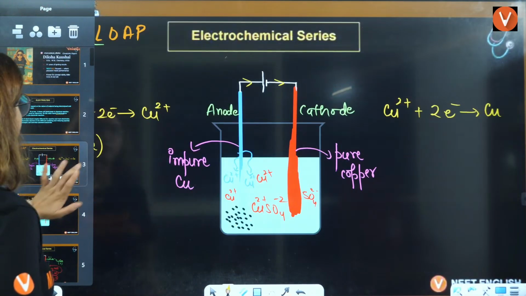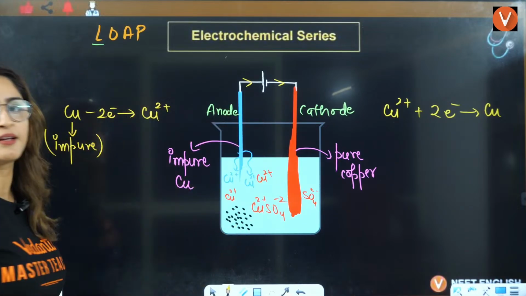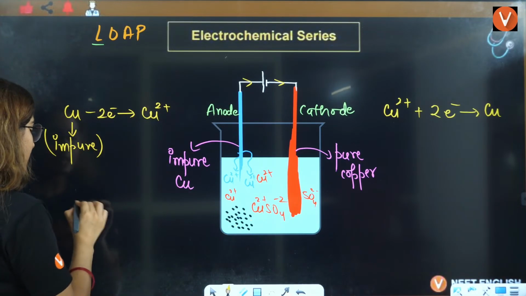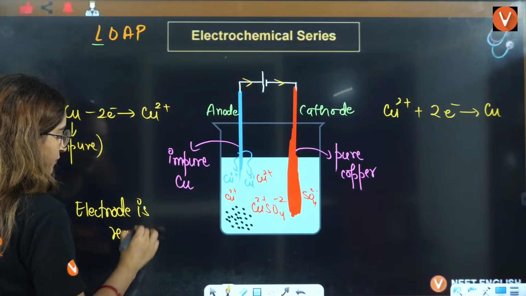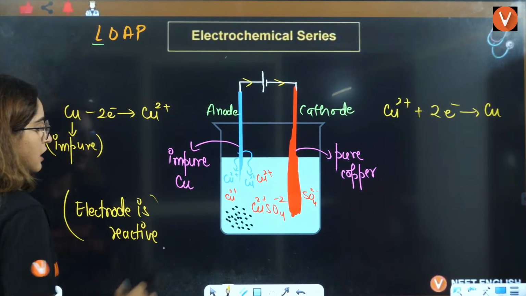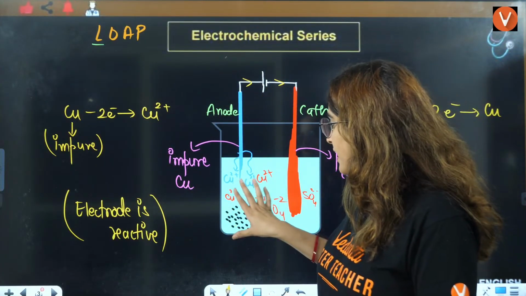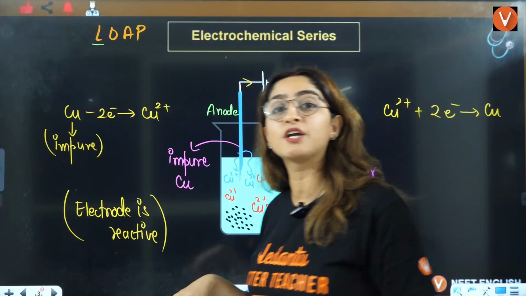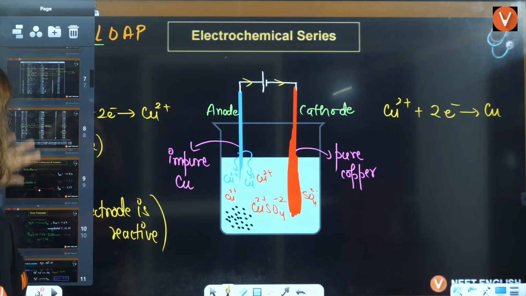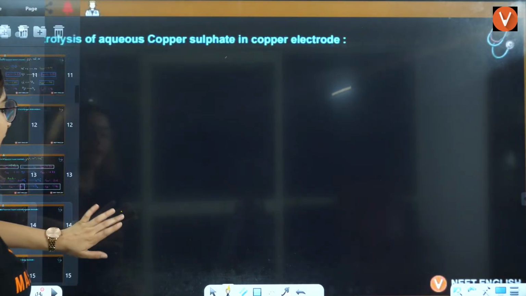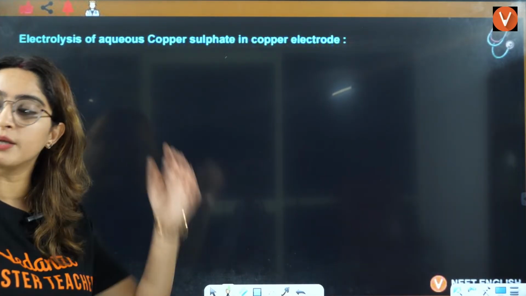I'll show you something here. If you see, tell me, isn't this particular electrode participating in the reaction? So here the electrode is reactive. The electrodes that are of the same material as the solution, if you have the same ion in solution, then that will be a reactive electrode. So now I'm going to teach you how to get the products for a reactive electrode, when you have a reactive electrode, how you will answer the product.